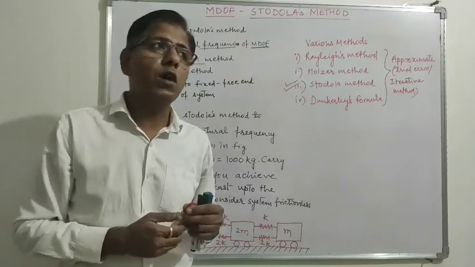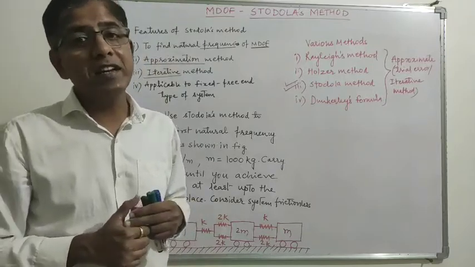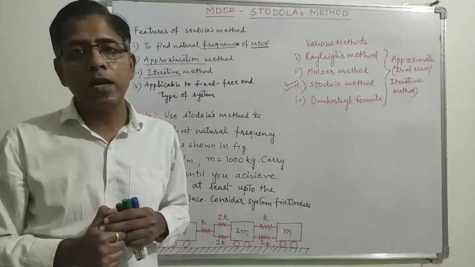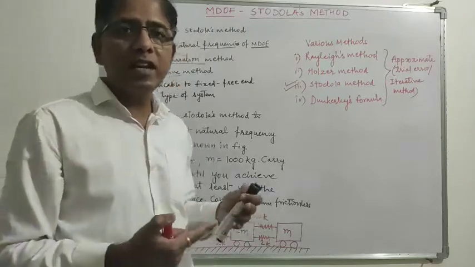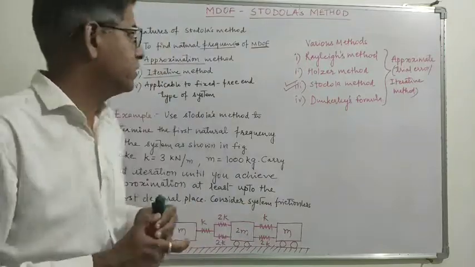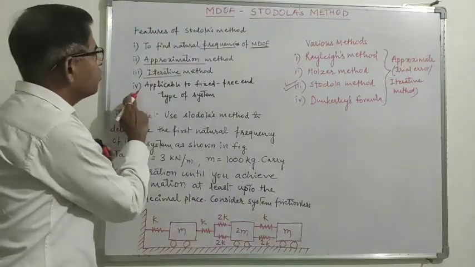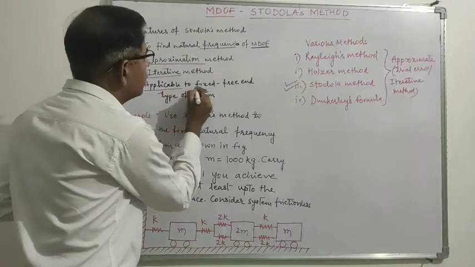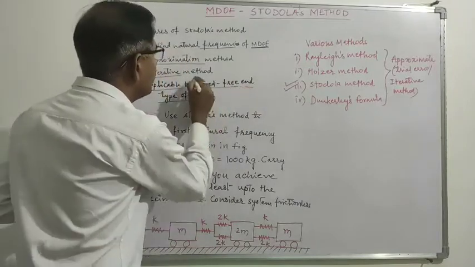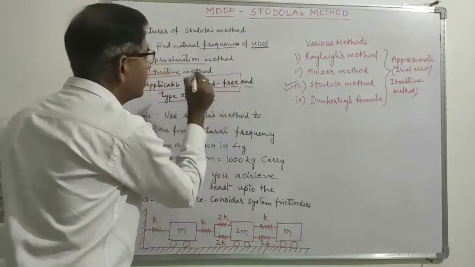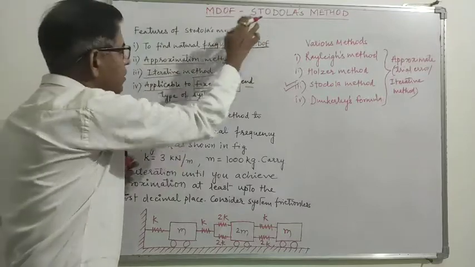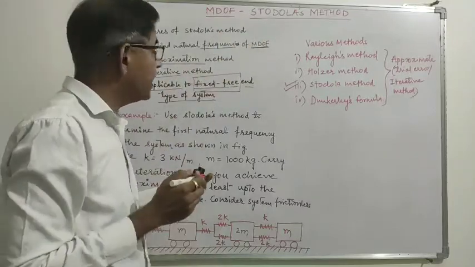Okay, so you don't know how many iterations are required to converge to the final answer. So it is an iterative method, and it is an approximation method. The fourth point is that it is applicable to fixed free end type of systems. Now what do you mean by this fixed free end? The Stodola method is only applicable to fixed free end type of system.